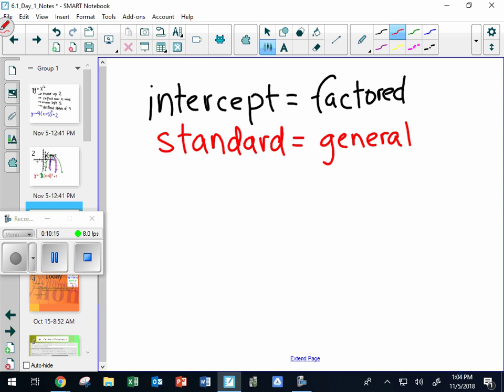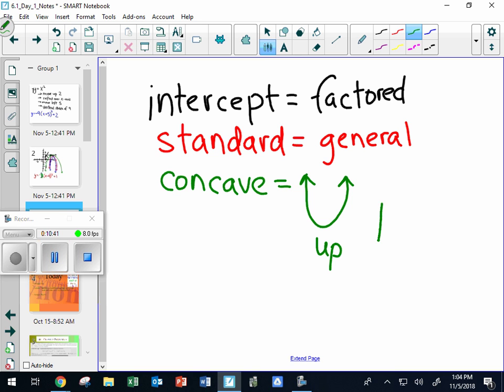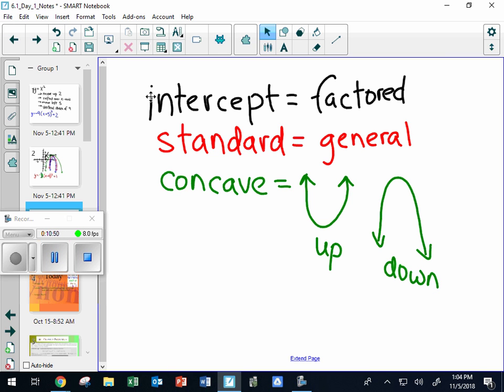General, standard, very similar. And the last thing that you won't see until the third page, I believe, is something about concave. It mentions this word concave. All that means is what direction is your parabola facing? If it's facing upwards, it's making a U, then it's concave up. See, U for up. And then if it's facing downwards, it's kind of like a hill or a mountain, then it's concave down. Let me know if there are other terms on there that are confusing or that you aren't familiar with, so we can address those.